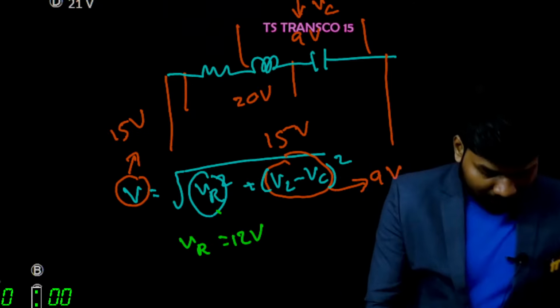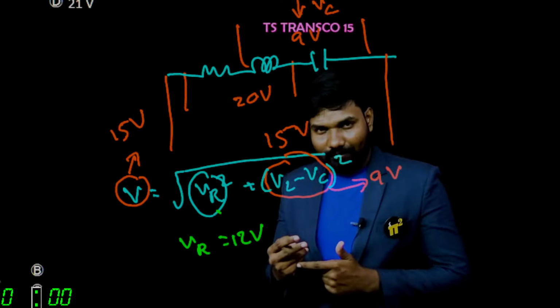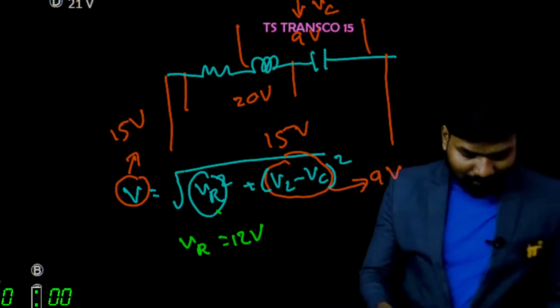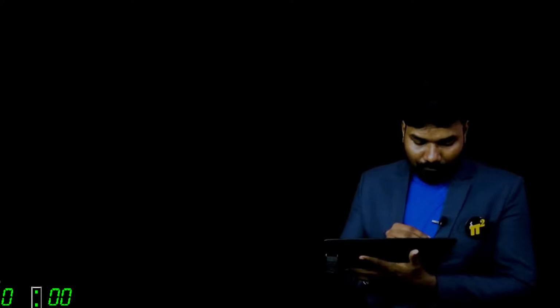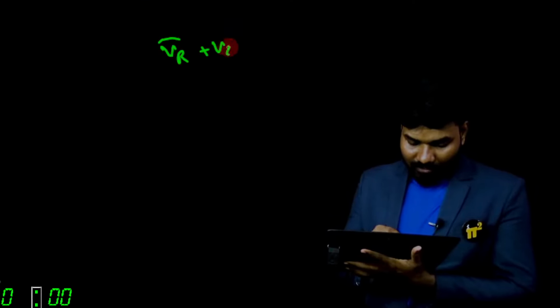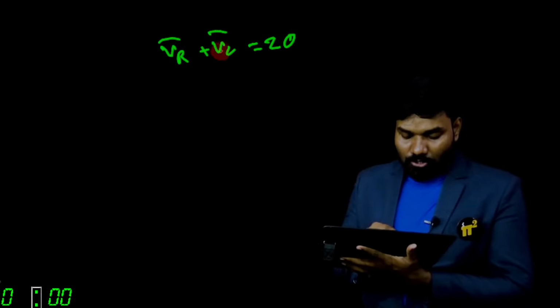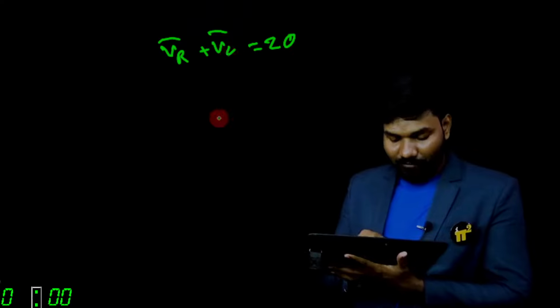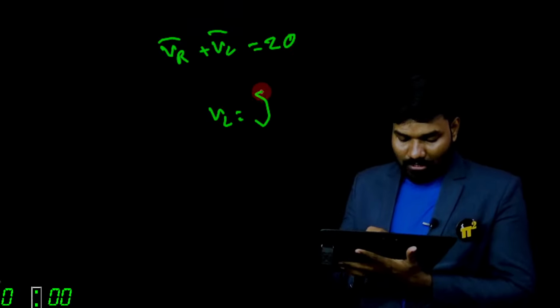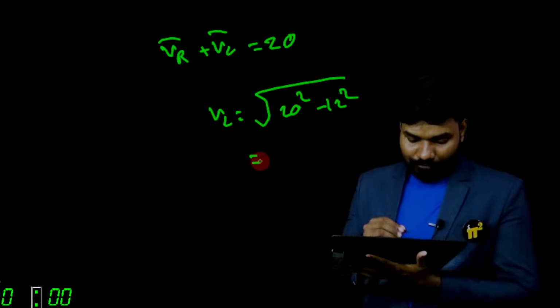Now you know VR. You know VR plus VL. VR plus VL is given as 20 volts. VR value is 12 volts. So VL value will be how much? VL is equal to square root of 20 square minus 12 square.